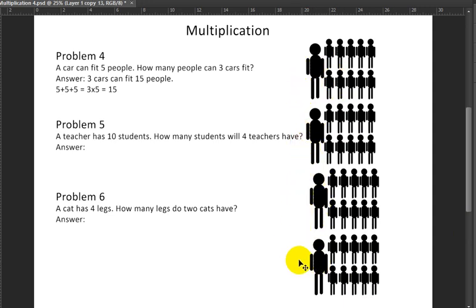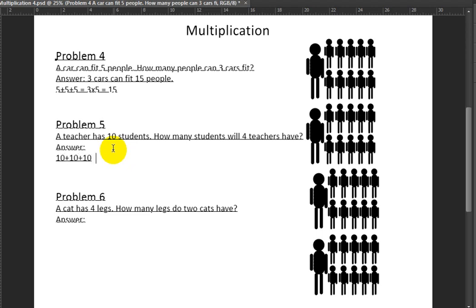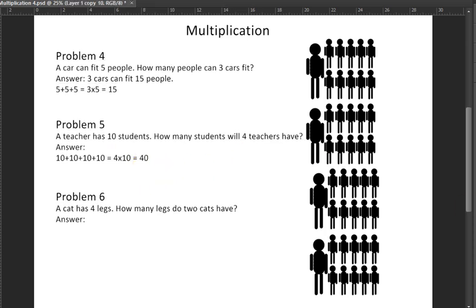1, 2, 3, 4. To find the number of students, I would have to say 10 from one teacher, plus 10 from another, plus 10, plus 10. So that's 4 tens. 10 plus 10 plus 10 plus 10. Or as a multiplication, I would write that as 4 times 10. And if we remember how to do multiplication with 10, we say, what number am I multiplying with 10? I'm multiplying 10 with 4. So my result is going to be 4 with a 0 at the end, or 40.